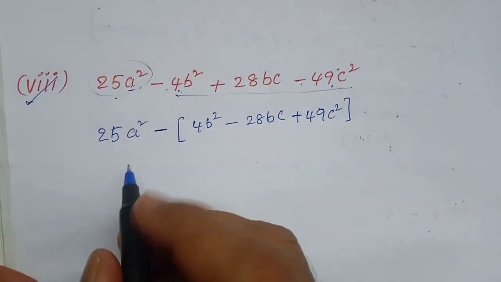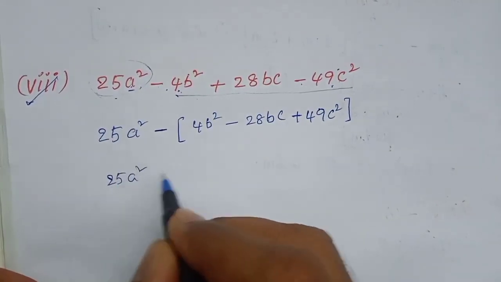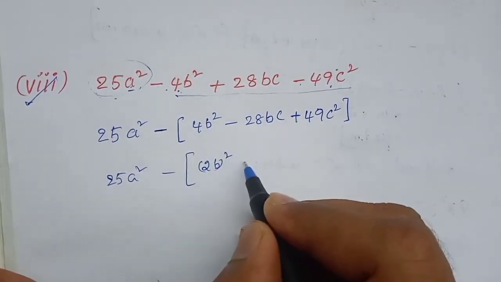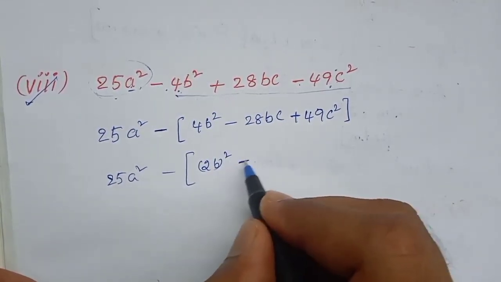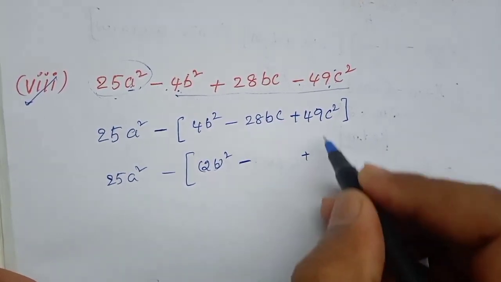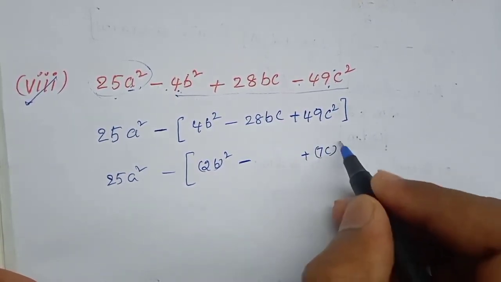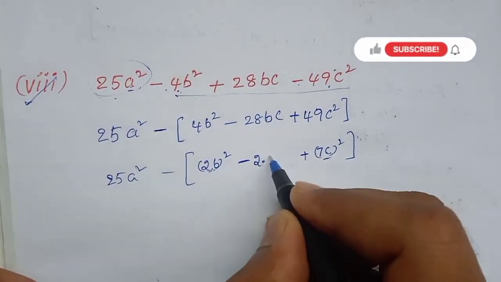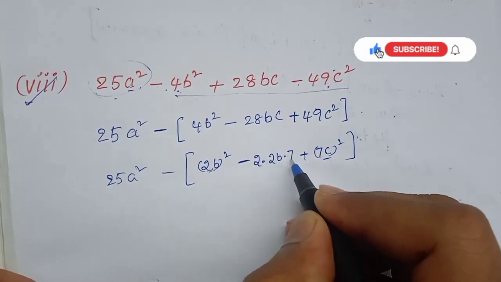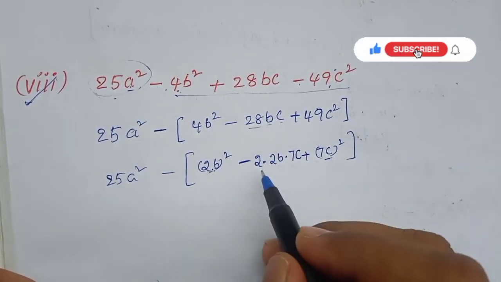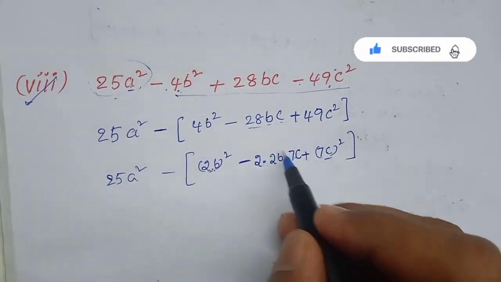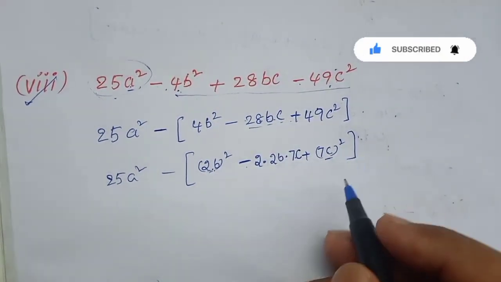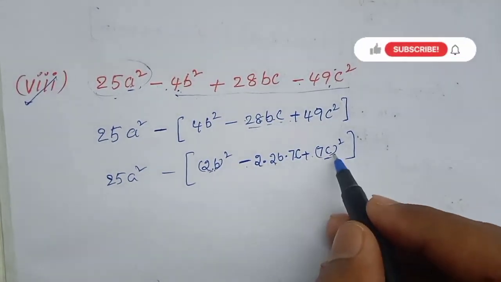See now, 25a square minus this can be expressed as 2b whole square. See, ఈ టర్మ్ అలాగే తీసుకుందాం. లాస్ట్ టర్మ్ చూడండి, this can be expressed as 7c whole square. 2 times of 2b into 7c gives us the middle term. That is 2 2s are 4, 4 7s are 28. So that is minus 28bc. Now it is of the form a square minus 2ab plus b square.